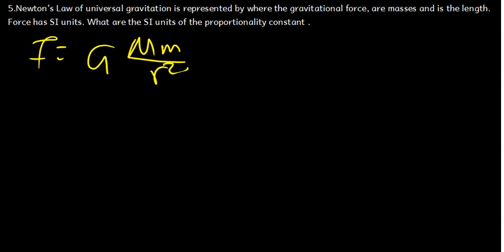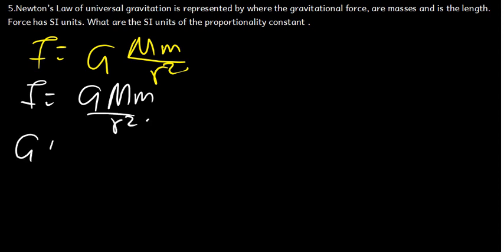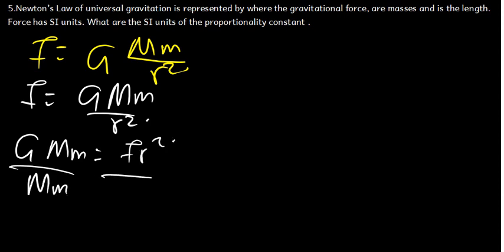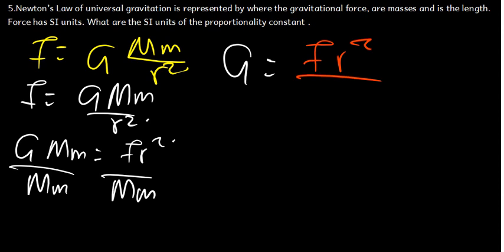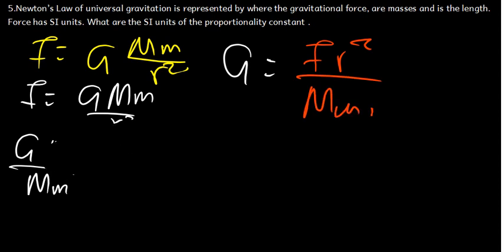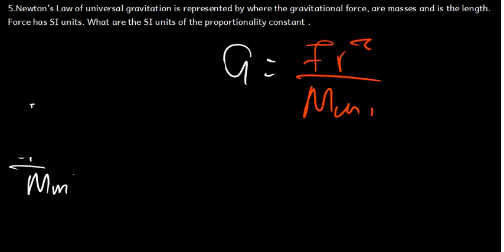So this is the same as F equals G capital M small m divided by r squared. So G capital M small m is going to be equal to F r squared. We divide both sides by capital M small m. So our G is going to be equal to F r squared, everything divided by capital M small m. Now we want to find the units for G. So we're going to plug in the values.